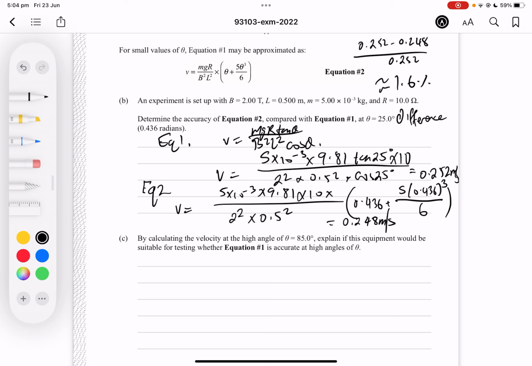Yeah, that's really all we need to do for this question. In my opinion, it's a pretty straightforward question here. And in fact, you get 2 marks for this question. So pretty straightforward here.